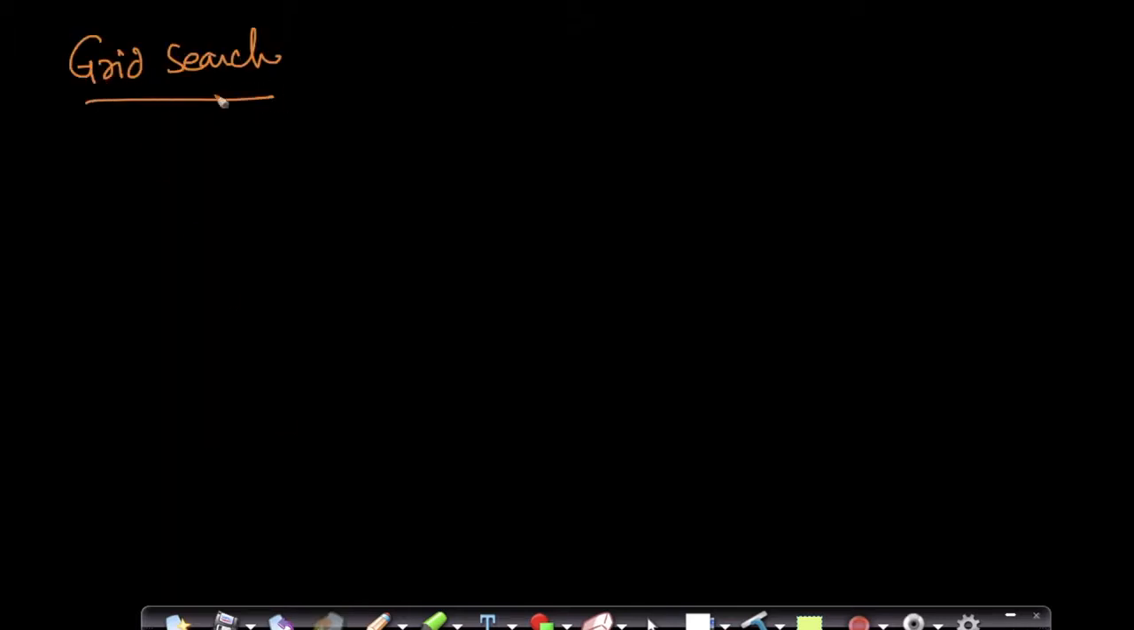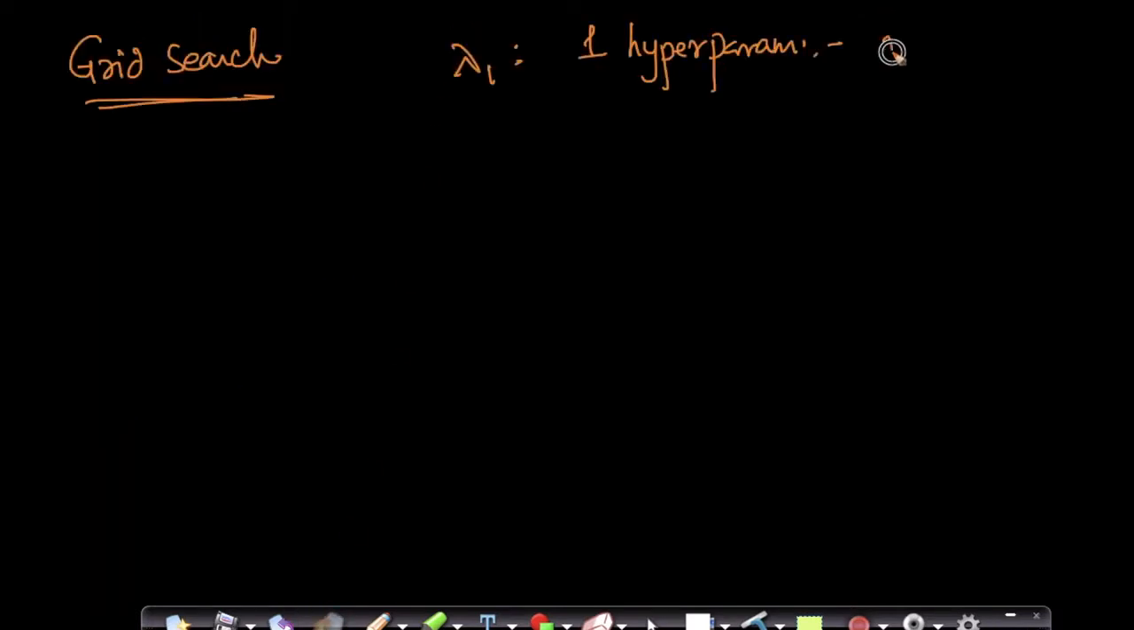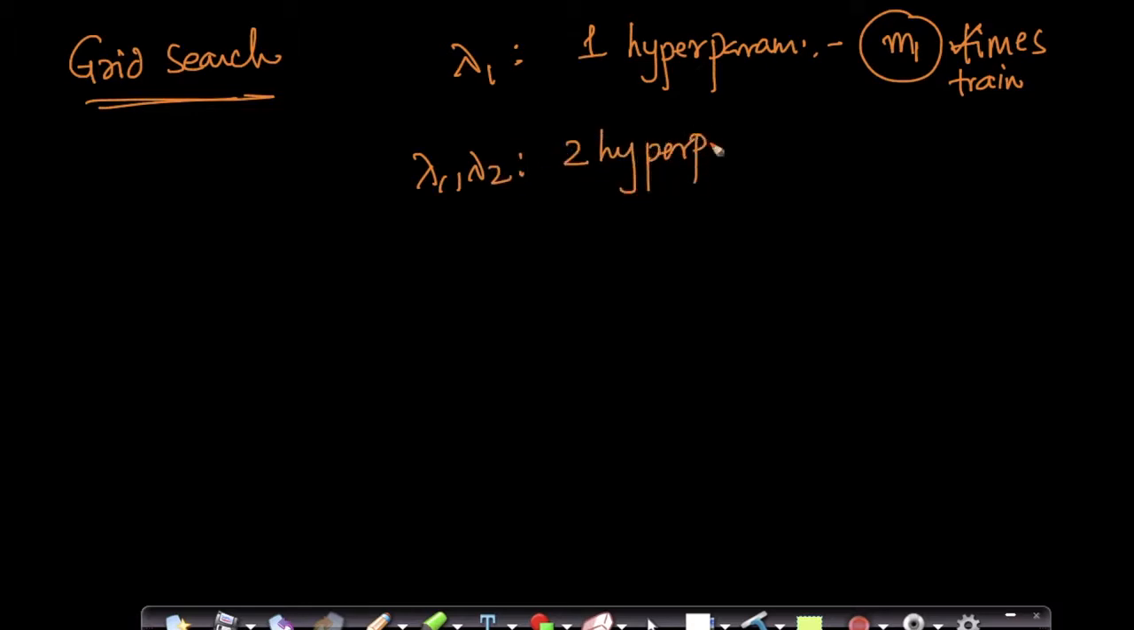The big problem with grid search is this. Imagine we had only one hyperparameter, lambda 1, and let's assume we are looking at M1 possibilities. The number of times we have to train and compute cross-validation error is M1 times. If you have two hyperparameters, lambda 1 and lambda 2, then you have to train M1 times M2.